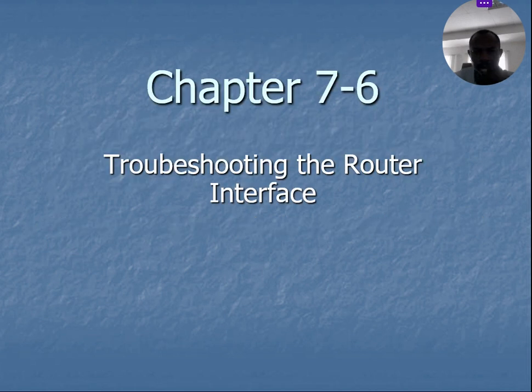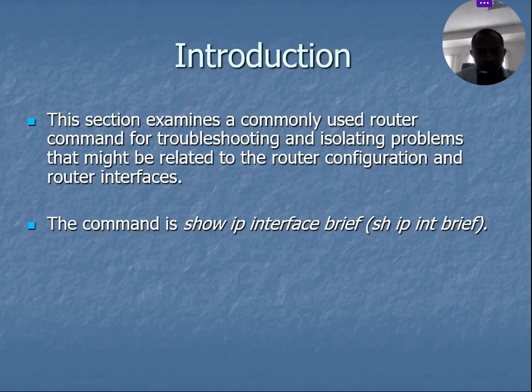Today we're looking at chapter 7 part 6. This is called troubleshooting the router interface. Here we'll be looking at how to troubleshoot the router interface. Without much ado, let's begin.